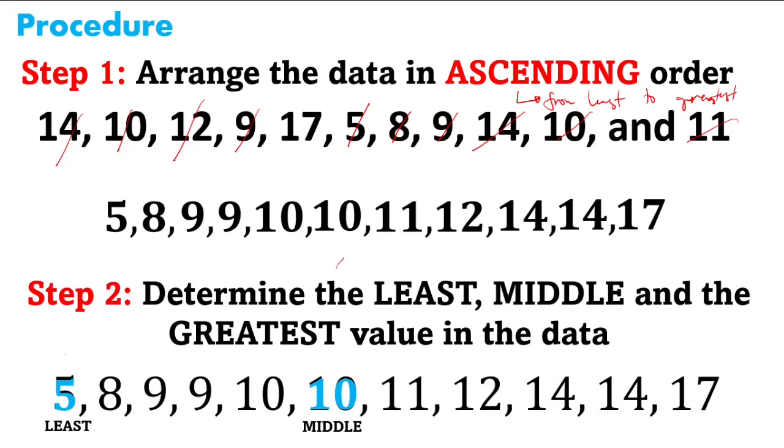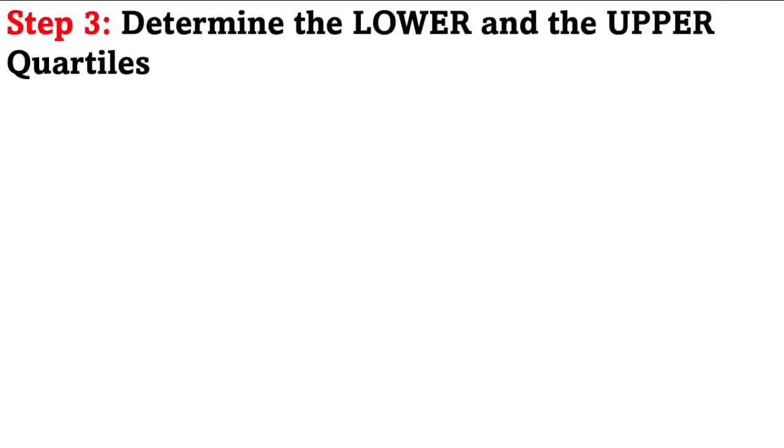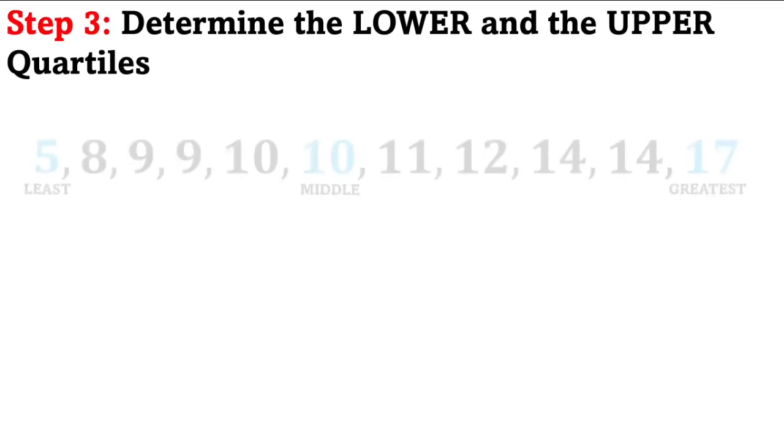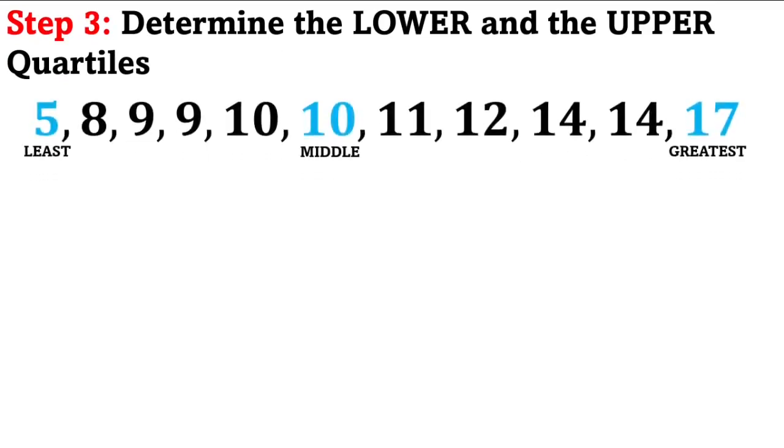Okay, just kidding. Next, how about the greatest? The greatest is located at the last. Since the distribution is in ascending order, the largest value is 17, which is now considered the greatest value. Now, from there, determine the lower and the upper quartiles using this distribution, in which 5 is the least value, 10 is the middle value, and 17 is the greatest value.